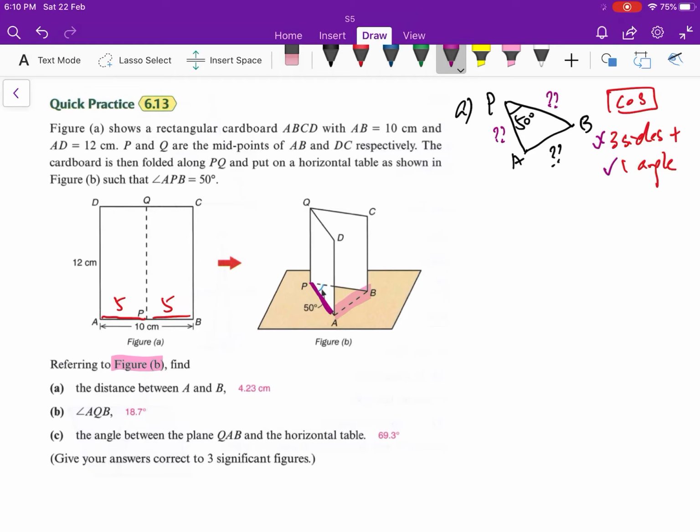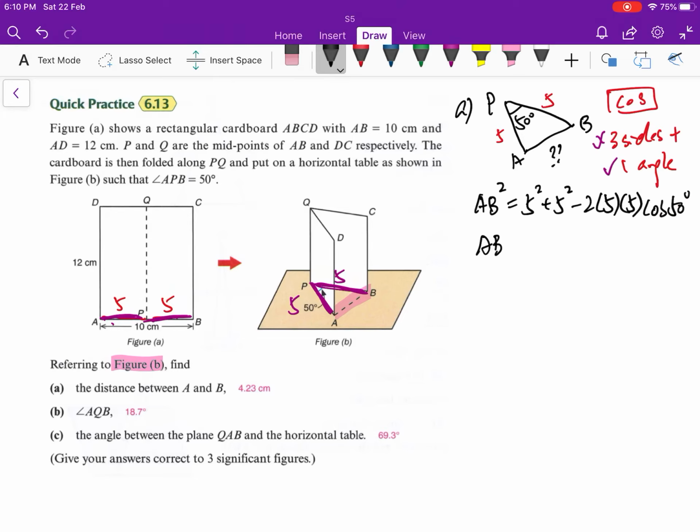Is it difficult to find PA and PB? Of course not. It's paper folding, so PA and PB are 5. Can you see that? Even though they are folded, the length won't change, right? So it is still 5. Super easy. Just mark it down: 5, 5, and then I want to find AB. Using the cosine formula, 3 sides, 1 angle, AB squared equals 5 squared plus 5 squared minus 2 times both sides, times cosine 50 degrees. Then using the calculator, you can find AB.